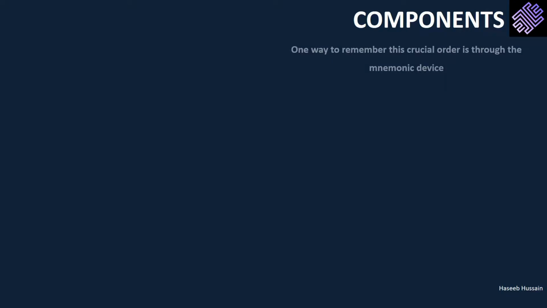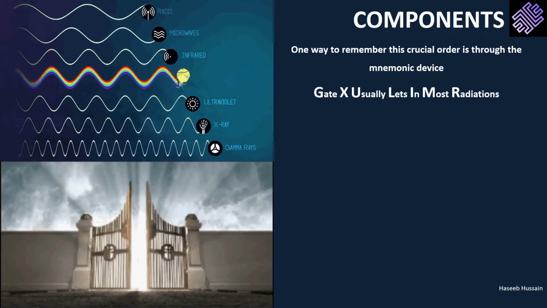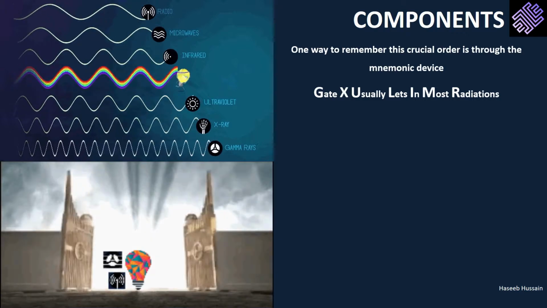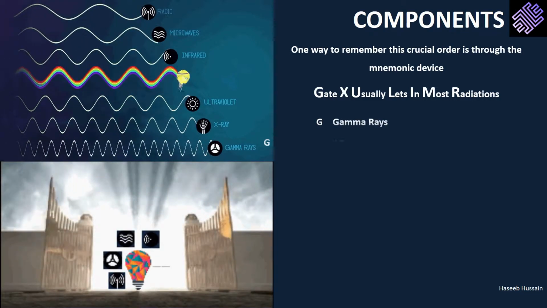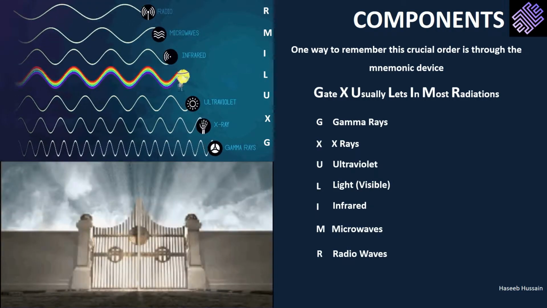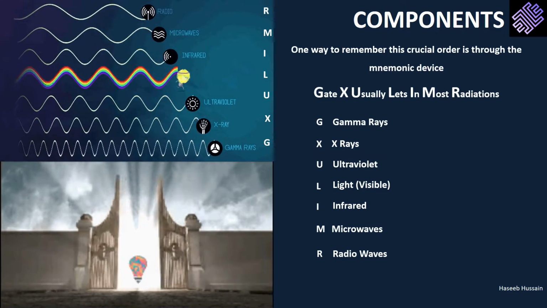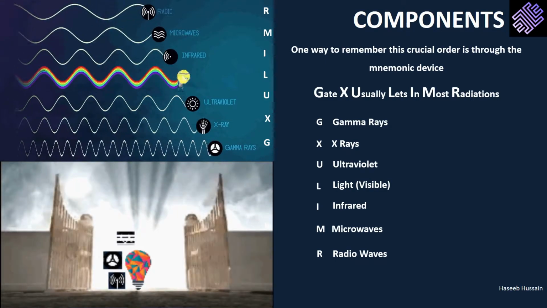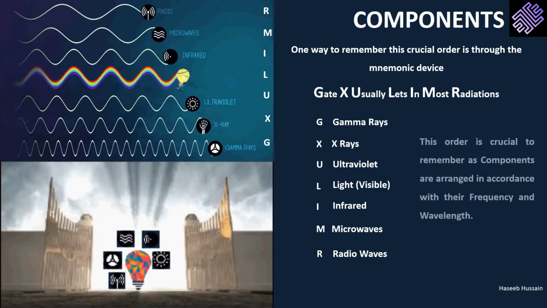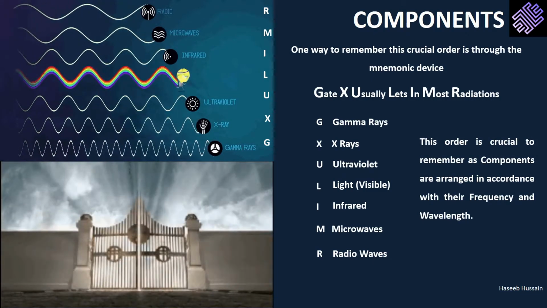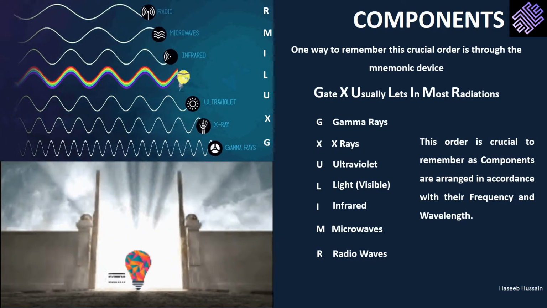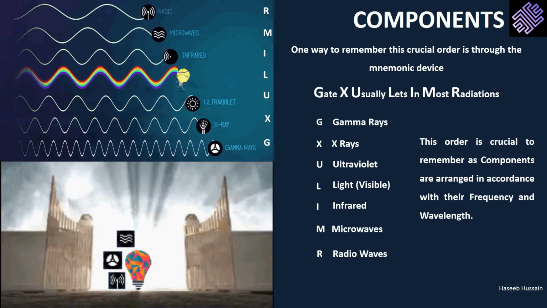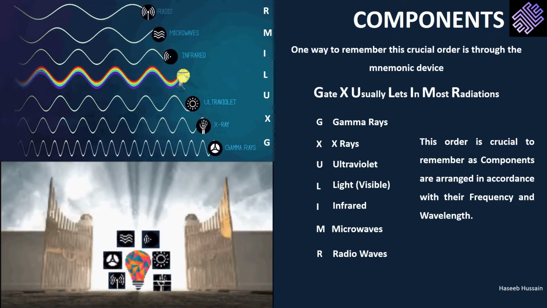A useful way to remember the different components in that particular order is through a mnemonic device such as "Gate X usually lets in most radiations," where G stands for gamma rays, X for X-rays, U for ultraviolet, L for light, I for infrared, M for microwaves, and R for radio waves. It is incredibly crucial that you remember the order of components in the spectrum because they are arranged according to their frequency and wavelength. Use the mnemonic.